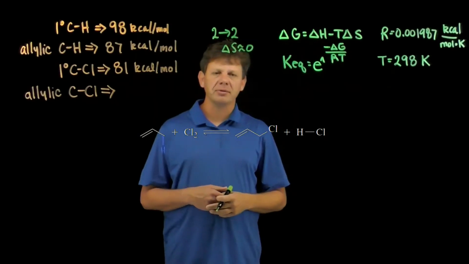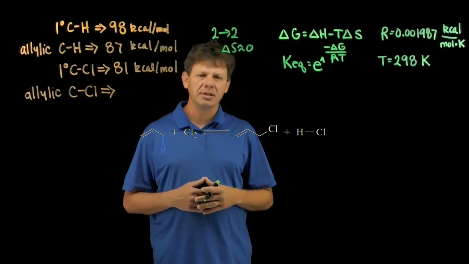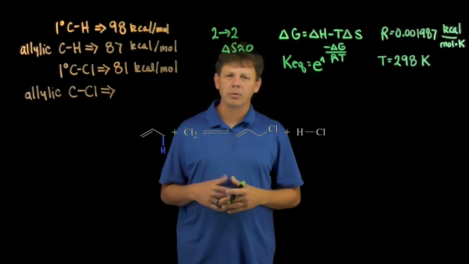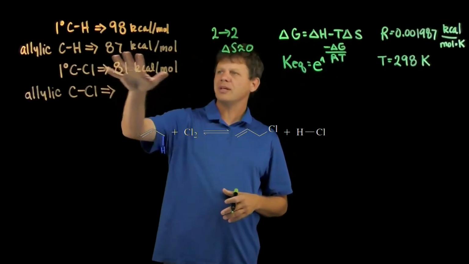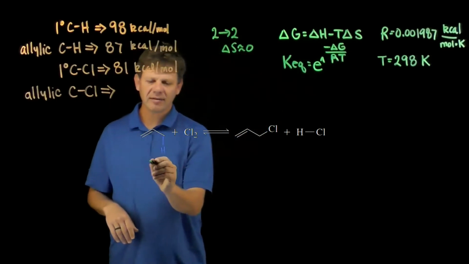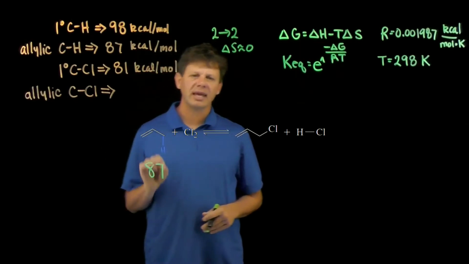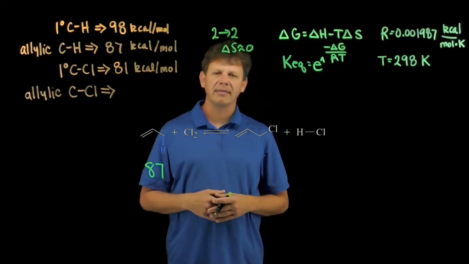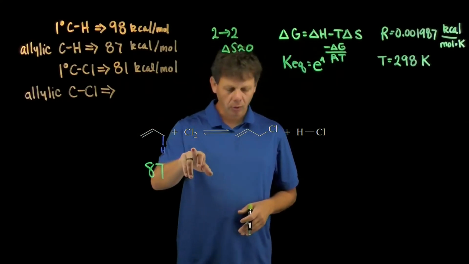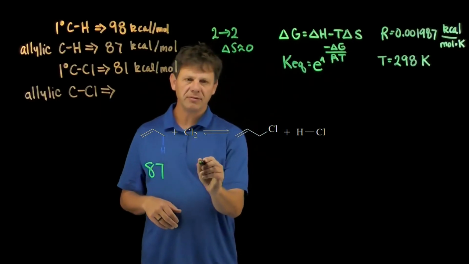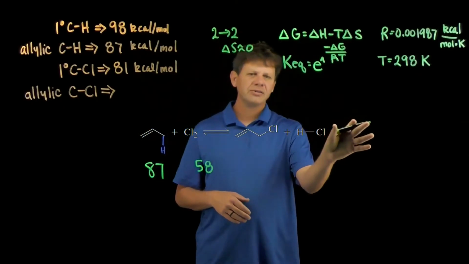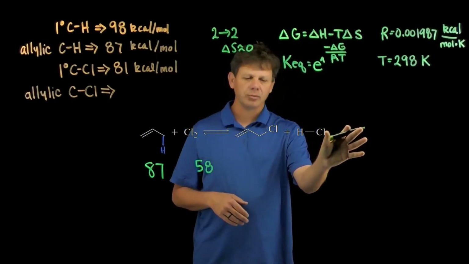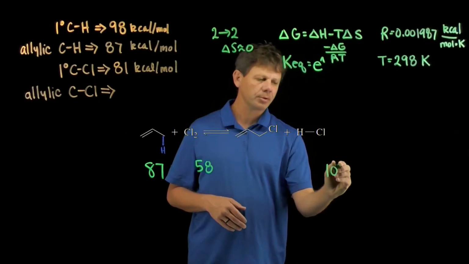Now, three of the bond dissociation energies that we need are pretty straightforward, present in the table. So the allylic CH, as you can see, I've written up here, is 87 kilocalories per mole. So it takes 87 kilocalories to break that bond. The chlorine-chlorine bond dissociation energy is 58 kilocalories per mole. The HCl bond dissociation energy is 103 kilocalories per mole.